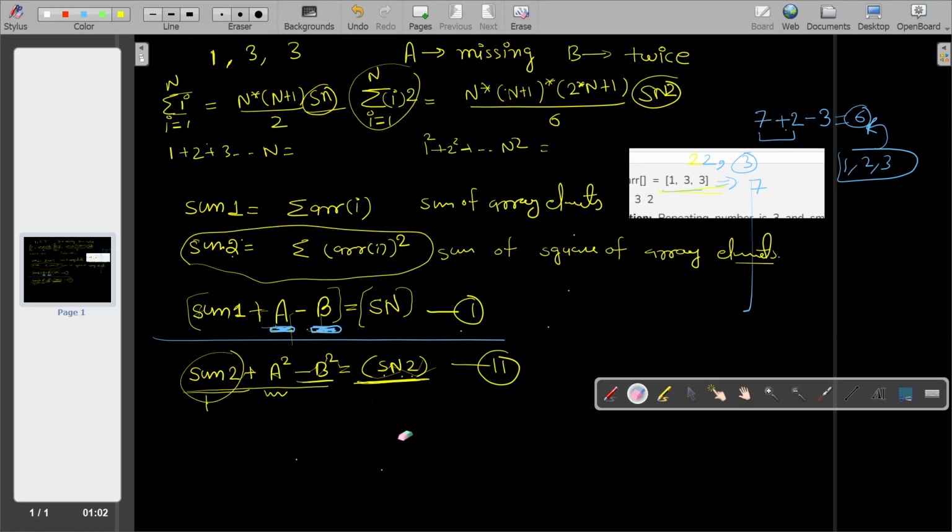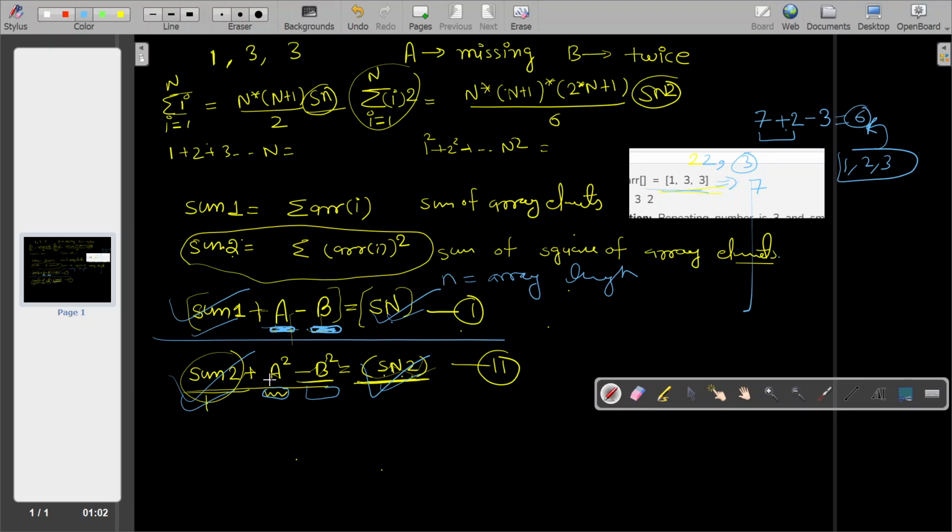So here, what have we got? We have got two equations. Sum 1 is known, because we can get it from the array. Sum 2 is also known. Sn, we know what n is: n is the array length. So this is also known, and from the formula, these are known. This one known, this one known. So we can calculate a and b: two equations and two variables. We can definitely solve this.